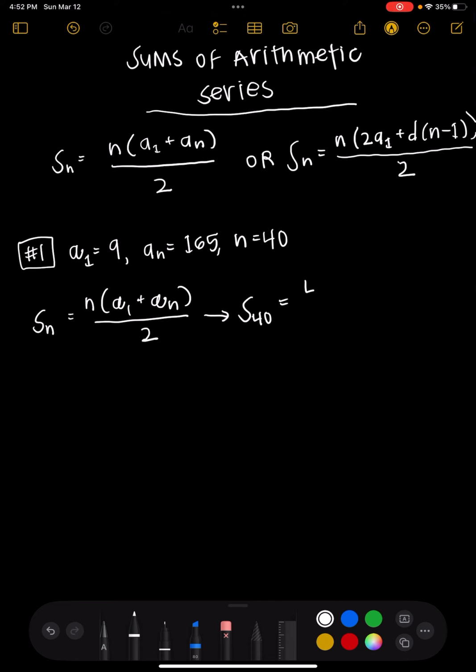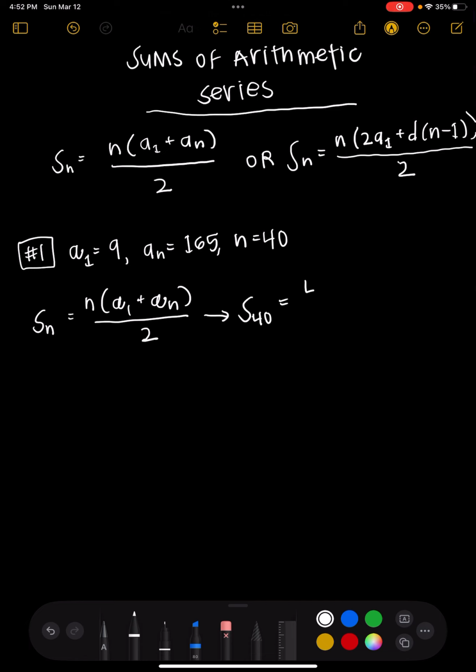all divided by 2. And now all I have to do is plug that into my calculator, which gives me that the sum of the first 40 terms of this series is 3,480. And that's my answer.